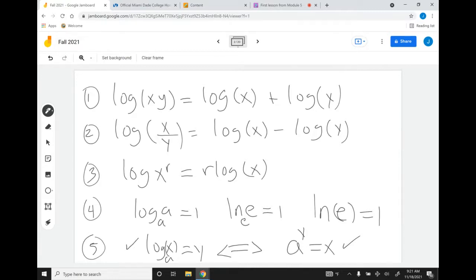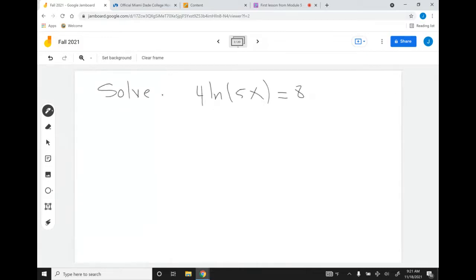The reason why I write number 5 is because I'm going to use it here to solve this equation, okay? Now notice the 4 is multiplying ln of 5x. So what I'm going to do is try to isolate ln of 5x by itself. That's what isolate means, to write it by itself. That means that the 4, I can divide by 4 on both sides. And so what do I have now? I have ln of 5x equals 2. That will be the first step.